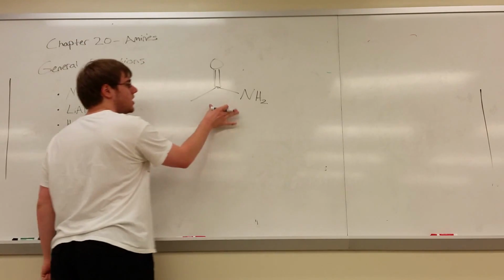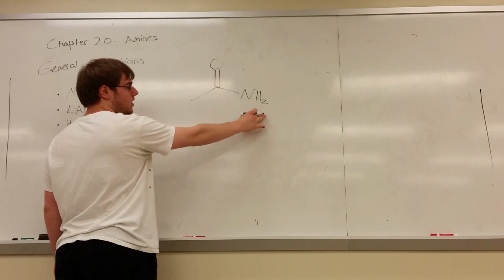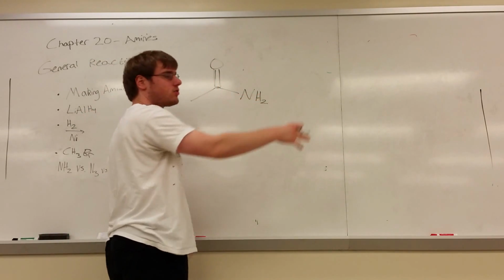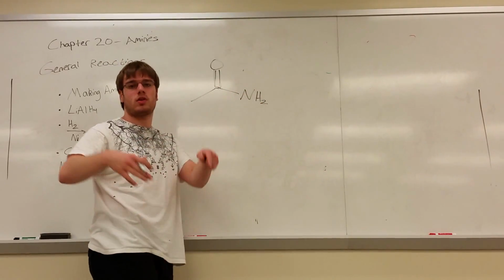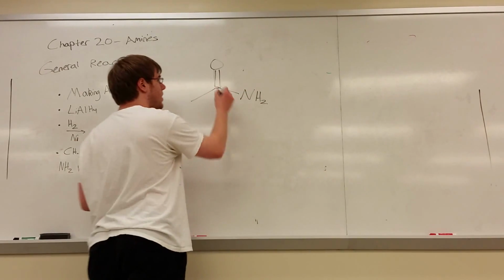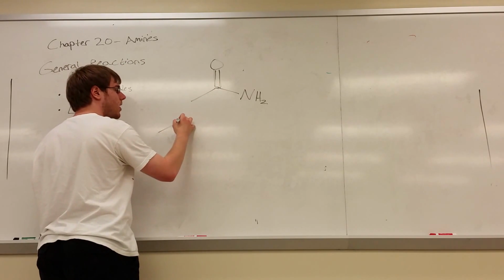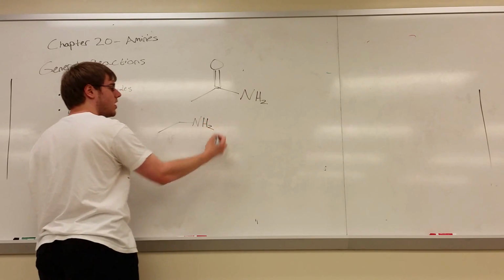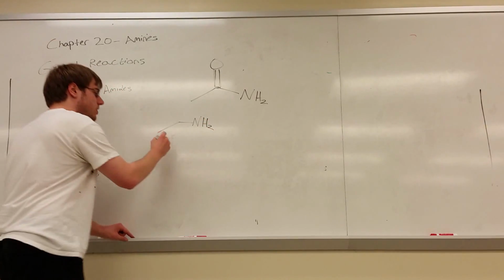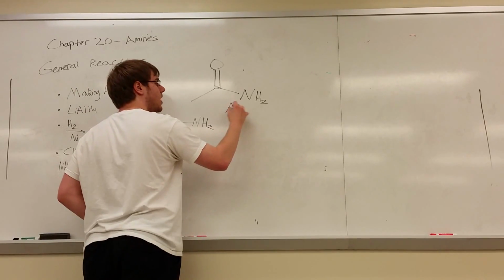An amide looks like this, where on a carbon you have a double bond O and an NH2 or an NHCH3. As long as it's nitrogen and that nitrogen is attached to carbons or hydrogens, that will be an amide. An amine is the simpler version. It has no double bond O, it's just nitrogen with some number of carbons or hydrogens on it. So this is an amine, and this is an amide.